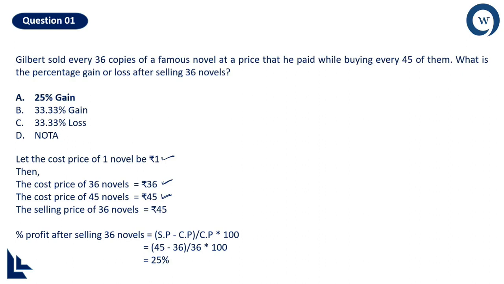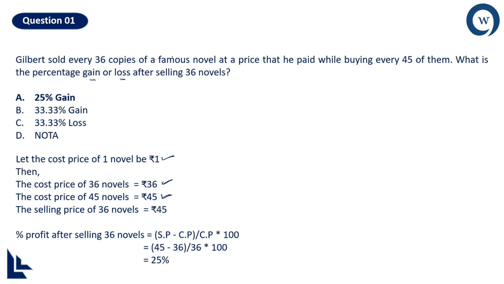Simple calculation. And then selling price of 36 novels. Why am I calculating selling price of 36 novels? Because they are asking you to find out percentage gain or loss after selling 36 novels. I already know the cost price of those 36 novels and I need to know the selling price as well, right? And how will I find that?